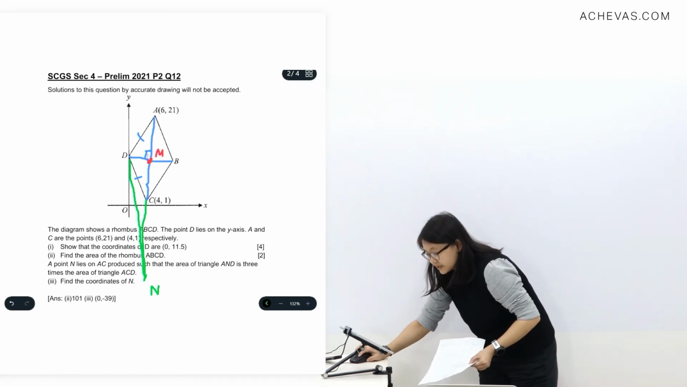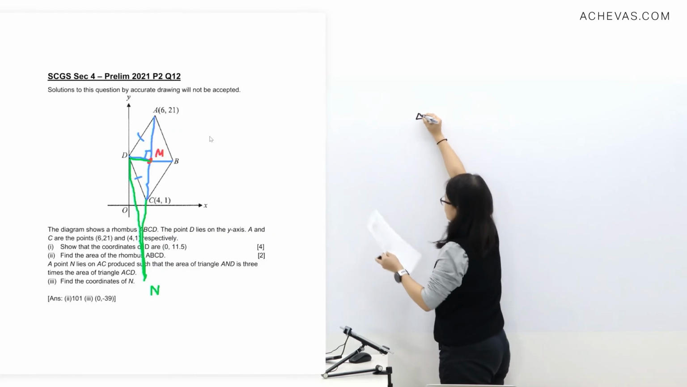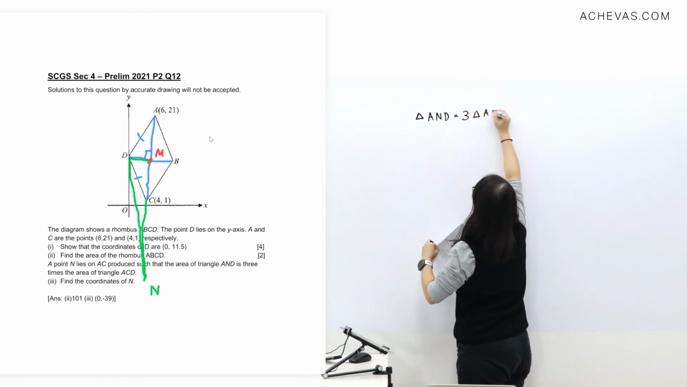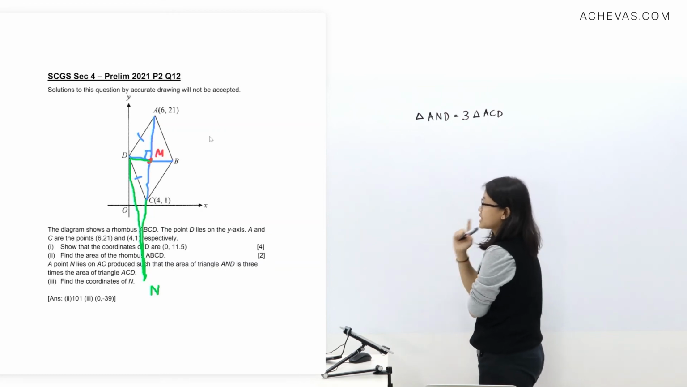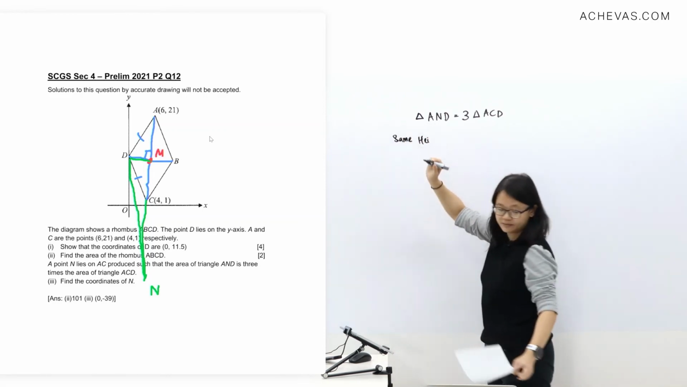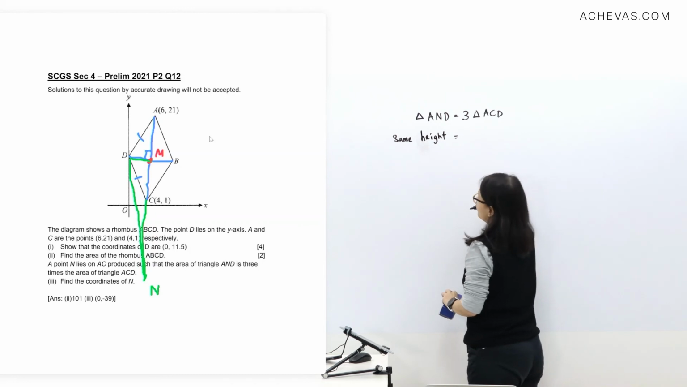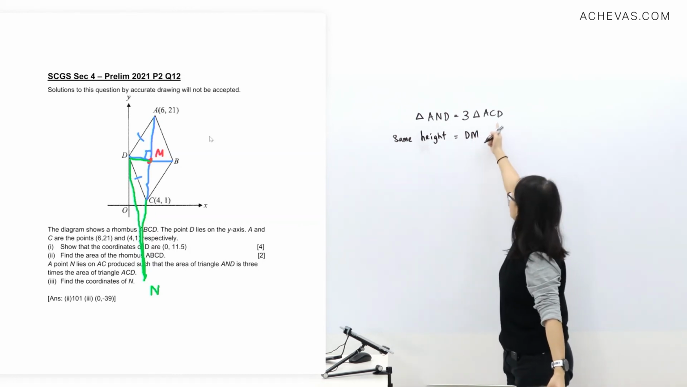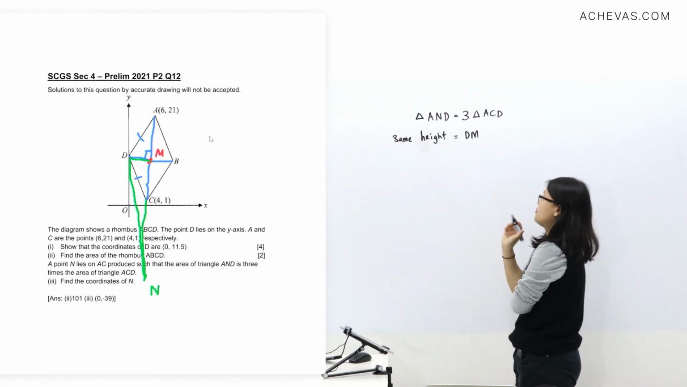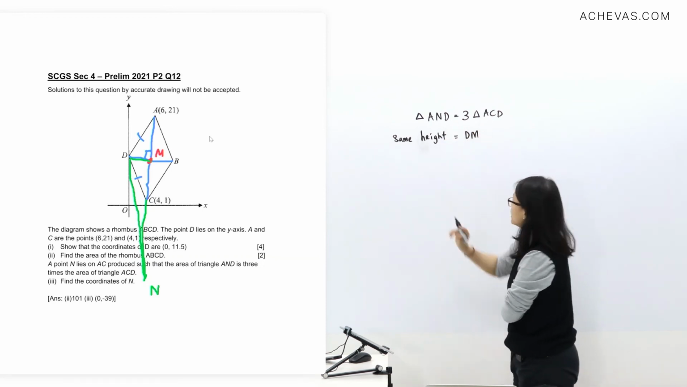Now you see that there's a perpendicular line there, which means this triangle AND has a height of DM. I'm going to write the information here. You have triangle AND is 3 times triangle ACD. Looking at triangle AND, the height is DM. The other triangle will also take the same height, so they have the same height, which is the length of DM. Because we have the perpendicular over there, ACD will also have the height of DM. If you're sharing the same height, the area is 3 times, meaning that the base will also be 3 times.